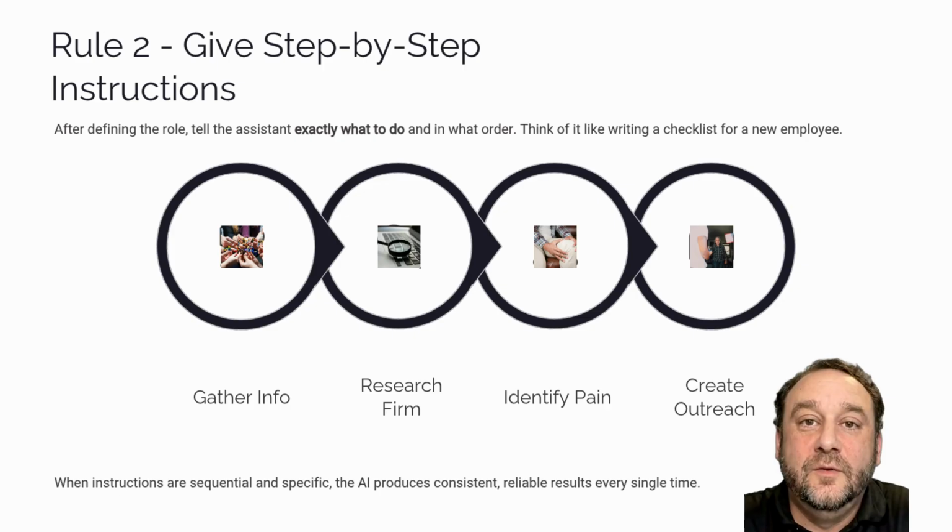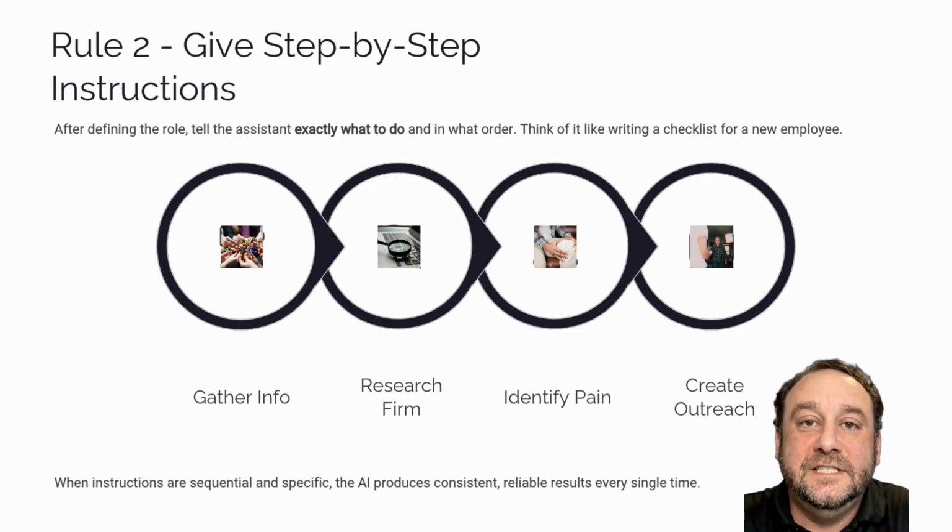After defining the role, the next step is telling the assistant exactly what to do and in what order. AI performs much better when it follows a clear sequence of instructions. Think of it like writing a checklist for a new employee.